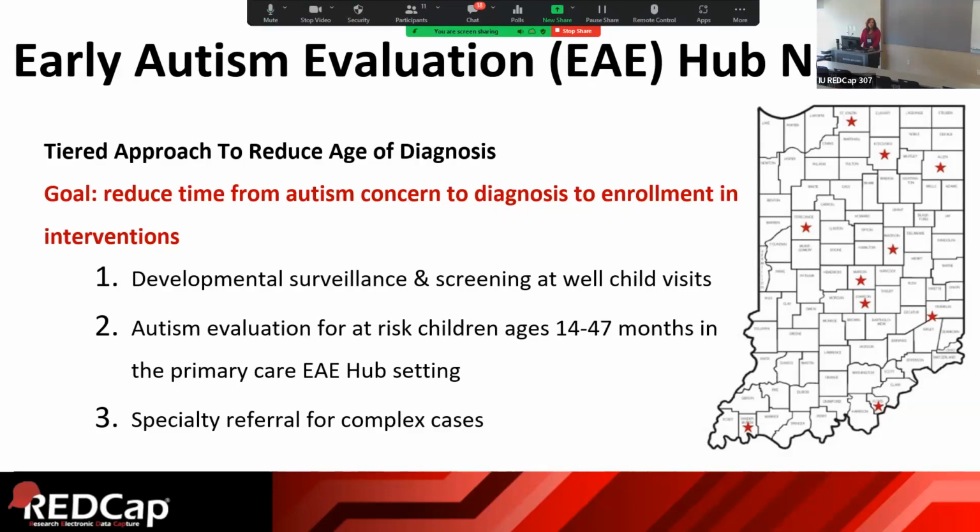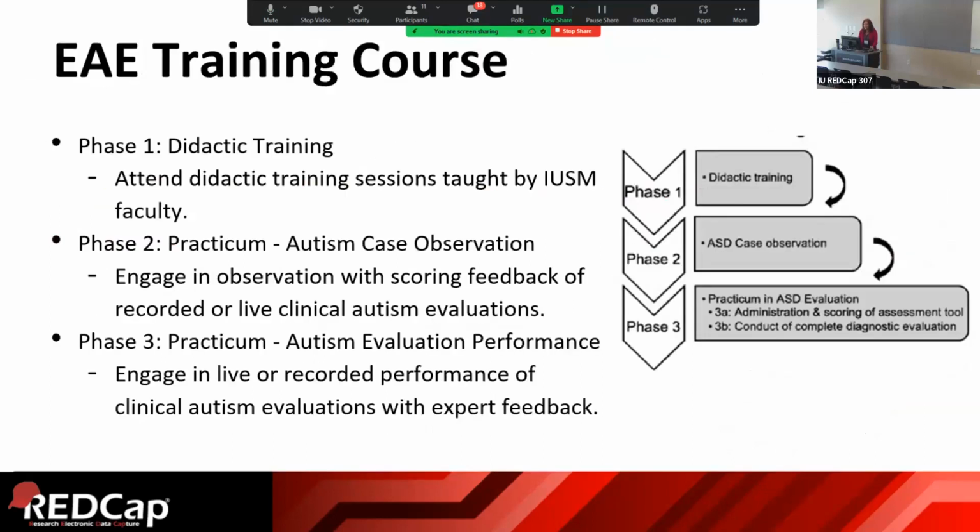About 80% of the kids seen in the primary care, these hubs, are given a diagnosis, but about 20% we're not quite sure. These are more complex cases. Children were just not quite sure about something else is going on. So those 20% do get referred on for further evaluation at a specialty care clinic, like let's say Riley.